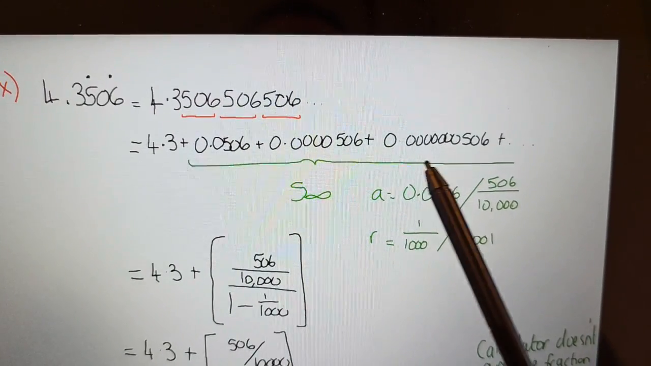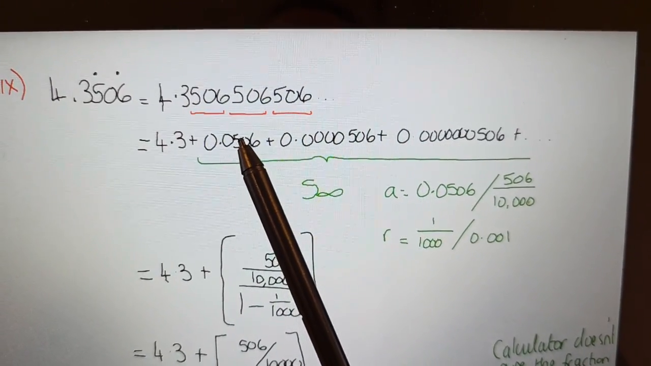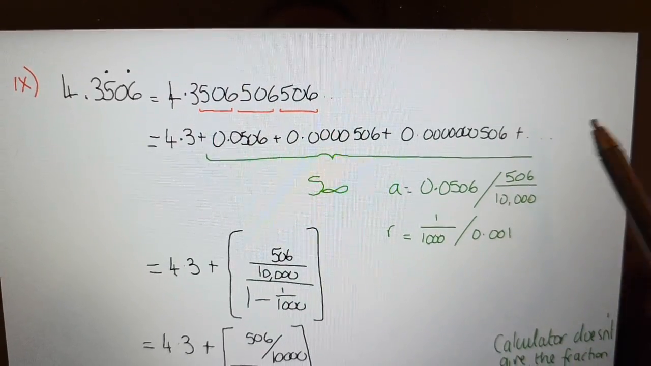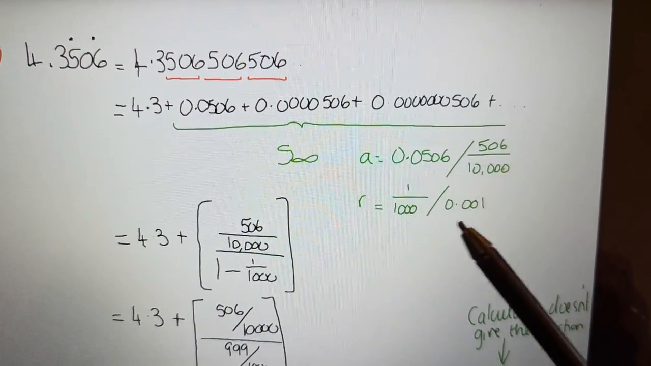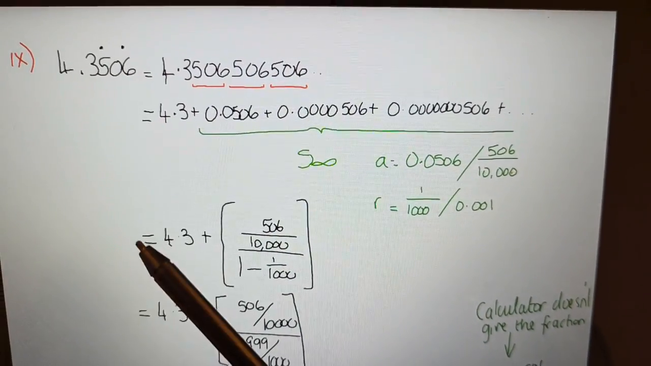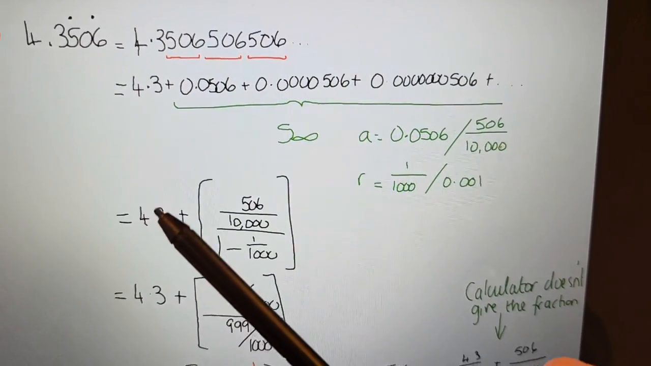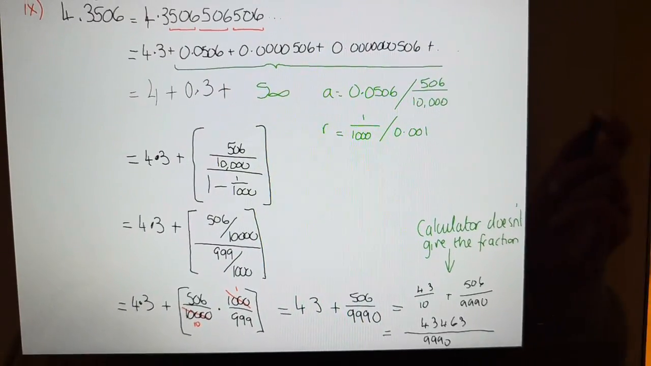Okay, so this is the part that is your pattern. A is the first term, common ratio, term 2 divided by term 1, and I'll get out 1 over 1,000, which is 0.001 as a decimal. So that equals the 4.3, or the 4 plus 3/10.